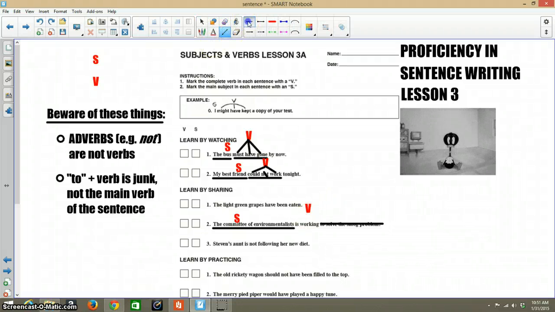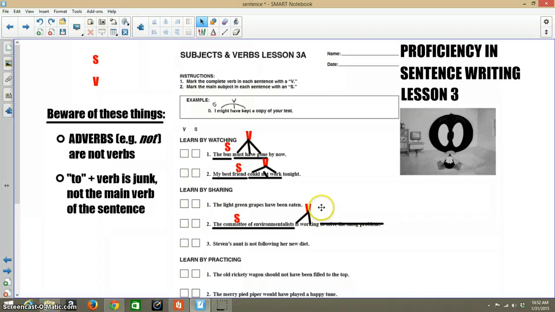So what you do here is you draw a line from is, and draw a line from working, up to the bottom of the V, and there you go. You've got the committee is working. And that's how you do Proficiency in Sentence Writing Lesson 3.